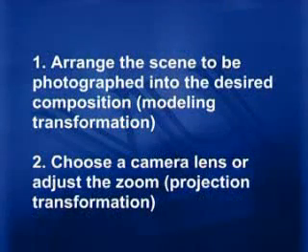So the very first step that we have to perform is set up our camera in such a manner that the camera is looking at the very scene that we want to capture. Let's take it to be the most primitive step in this. The next is to arrange the scene to be photographed into the desired composition, and this would be termed as the modeling transformation. Second, choose a camera lens or adjust the zoom, and this would be analogous to the projection transformation.